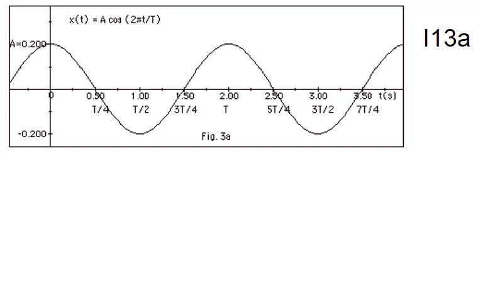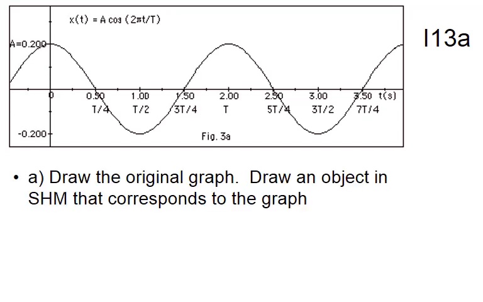So let's take a look at this function here. This represents an object in simple harmonic motion, and we want to determine what's going on with it. So we want to draw the original graph, and then we can draw an object in simple harmonic motion that corresponds to this graph. So go ahead and start that first. You could draw this graph out, and then you can draw the object in simple harmonic motion corresponding to the information that you're given here. And then we'll see how you do. So go ahead and pause and do that, and then you can hit play when you're ready to look at it.